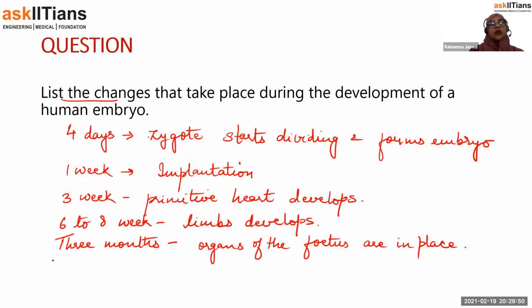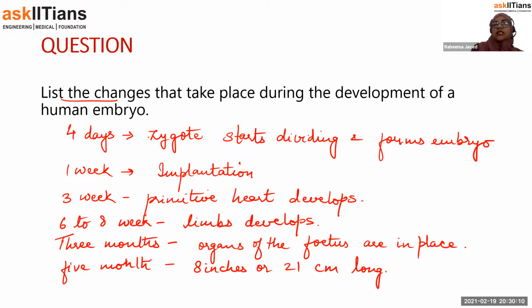In the 5th month, it is about 8 inches or 21 centimeters long, and after 9 months it is fully developed and the childbirth occurs. So these are the changes that take place during the development of a human embryo. Let's move on.